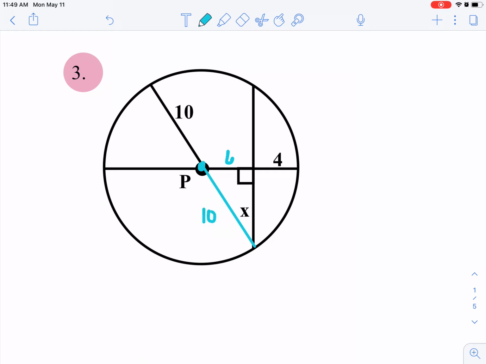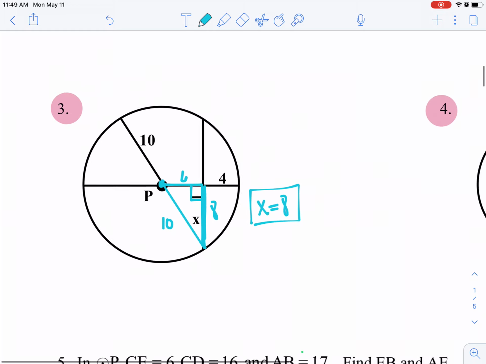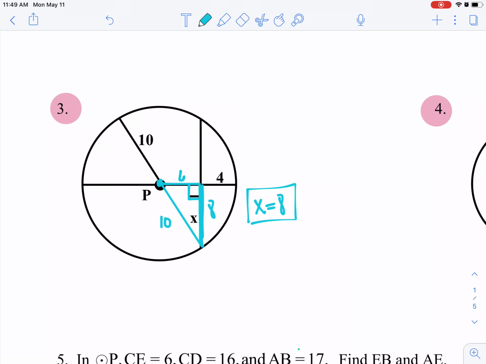So we want to be strategic about where we draw the radius in. If we draw it here, we create a right triangle with that unit that's 6, and then this missing segment length that is x, and the hypotenuse is 10. This is a 6, 8, 10 right triangle. So we kind of just put a bunch of information together to figure that one out.